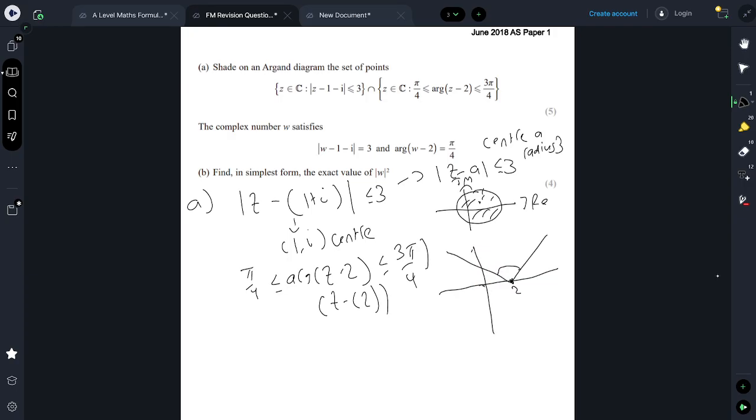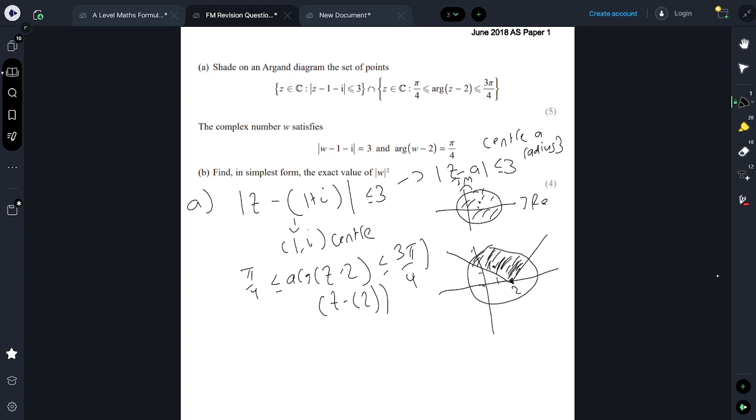So this angle here, any z in this region will be in this set, okay? So then we need to shade on the same Argand diagram. We need to factor in this circle here. Let me get rid of this. So that's the argument loci. Then the circle is again 1 plus i. So it's going to be here, and it's going to look like this, roughly. If it's less than or equal to 3, it's going to be the whole circle. But if it's between pi over 4 and 3 pi over 4 for z, it's simply going to be this region here, right? That should be your 5 marks there.